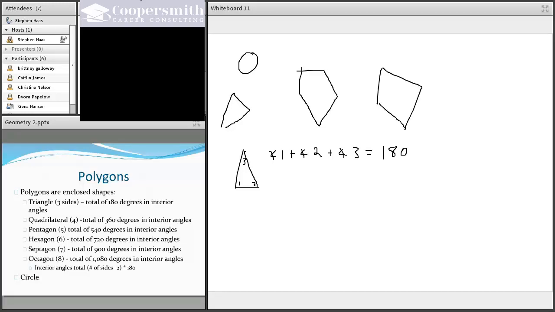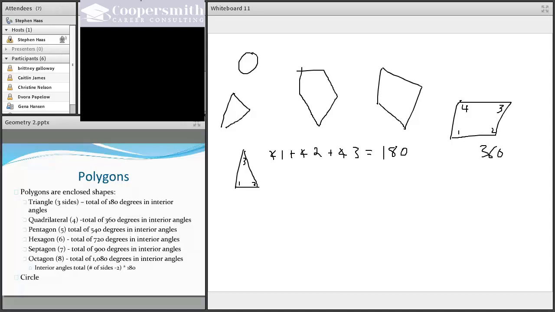A quadrilateral has to have 360 degrees. Angle 1 plus angle 2 plus angle 3 plus angle 4. It doesn't matter what kind of a quadrilateral. Could be a rectangle, could be a rhombus, could be a square, could be a trapezoid, all types of quadrilaterals. All of these 4 have to equal 360 degrees total. And for every side you add, you have to add in 180 degrees.